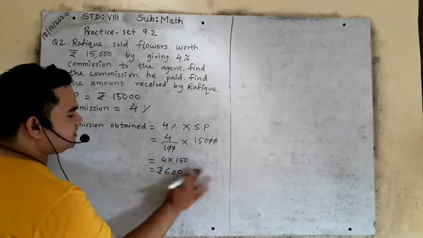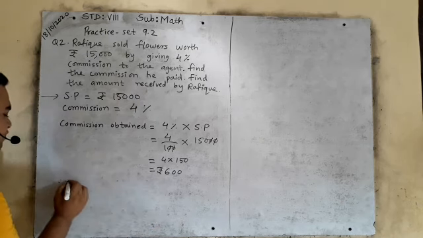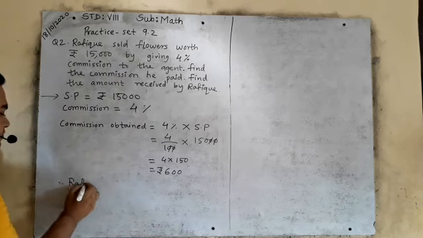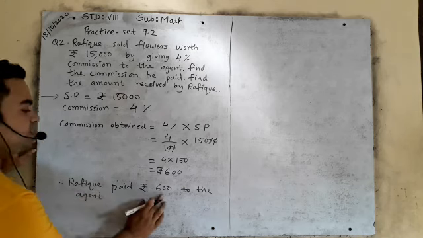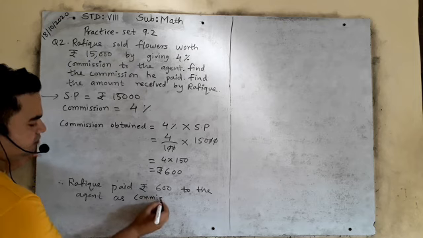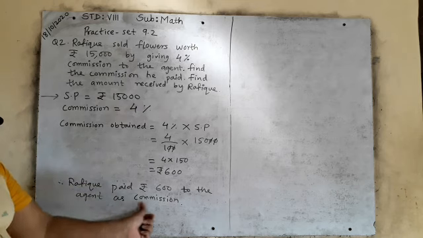So commission obtained, how much commission will I be giving? Commission will be rupees 600. So I will write, therefore, Rafiq paid rupees 600 to the agent as commission. Is it clear? Rafiq paid rupees 600 to the agent as commission.